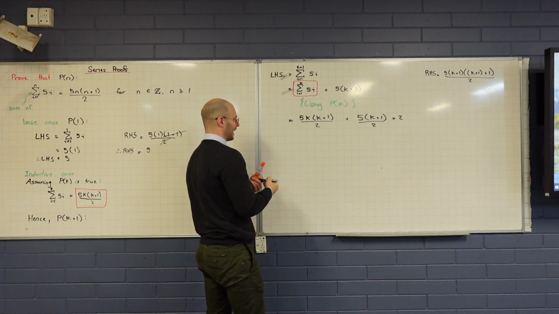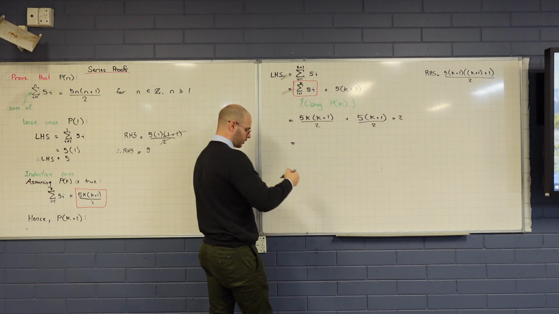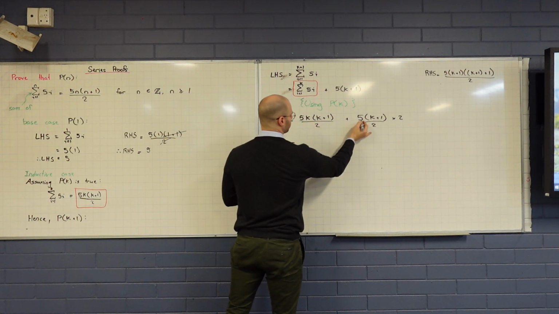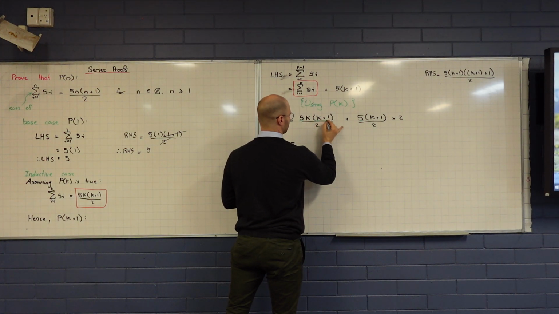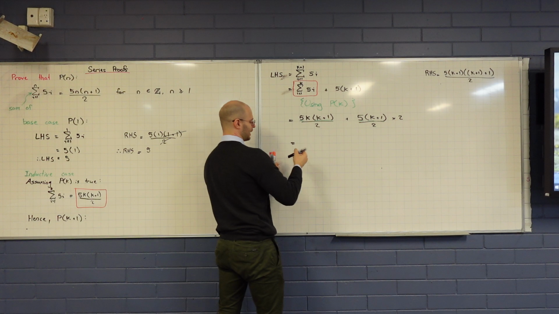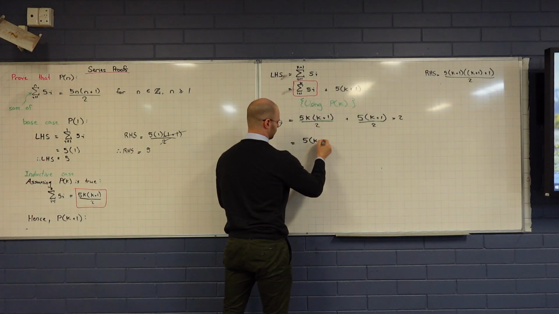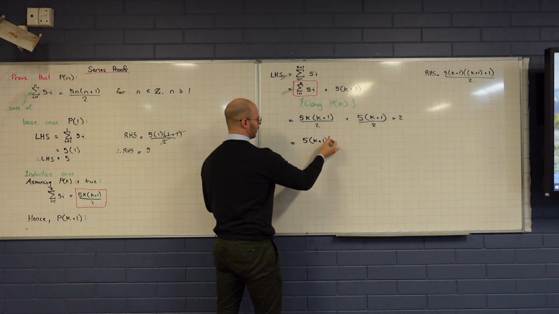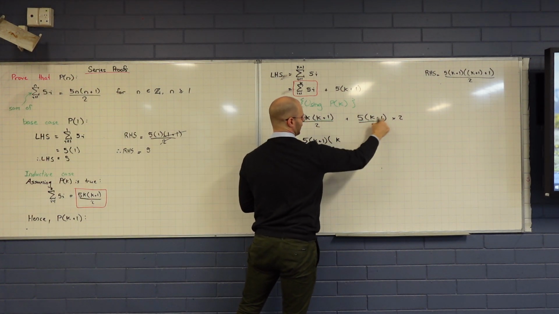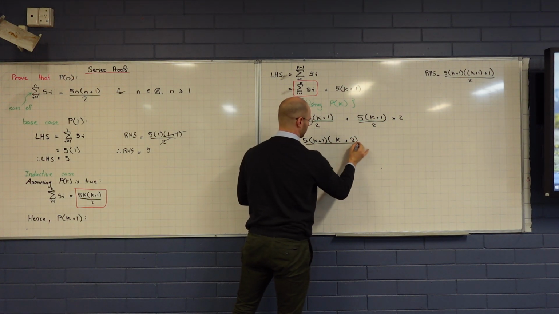So what you can do for that is you can factorize. What's common across both of these? Well, you've got a 5 and you've got a k plus 1. So let's pull out the 5 and the k plus 1. What do we leave behind? We leave behind the k. We leave behind a 2. And it's still all over 2.